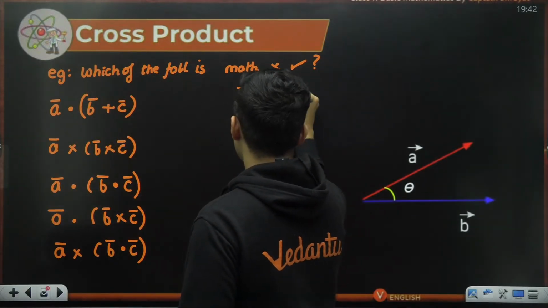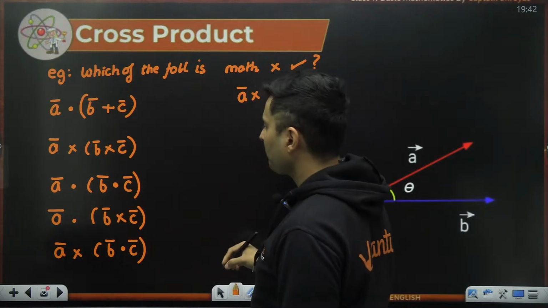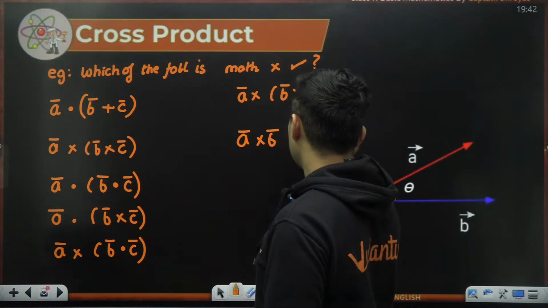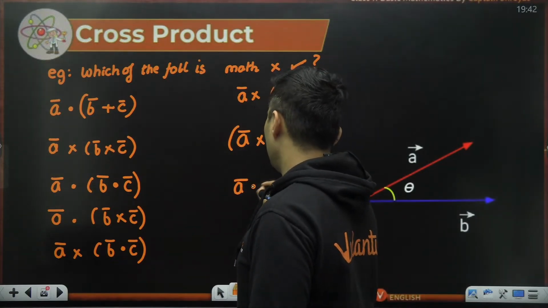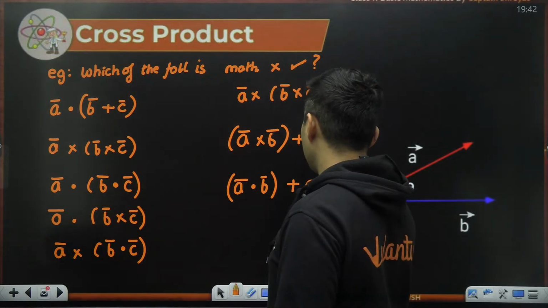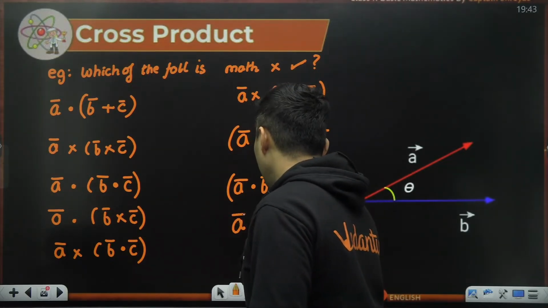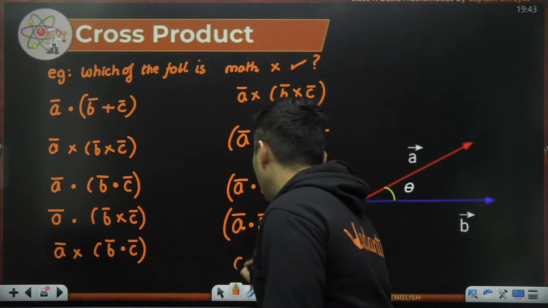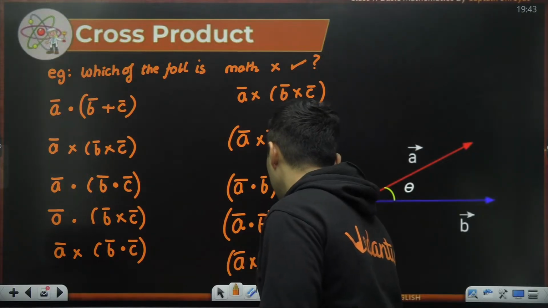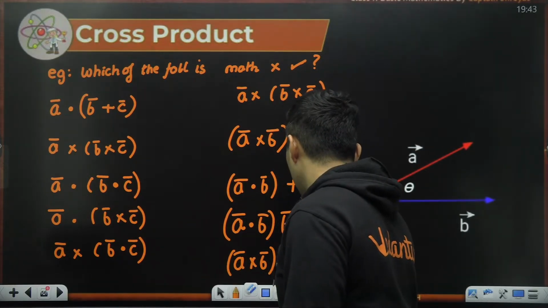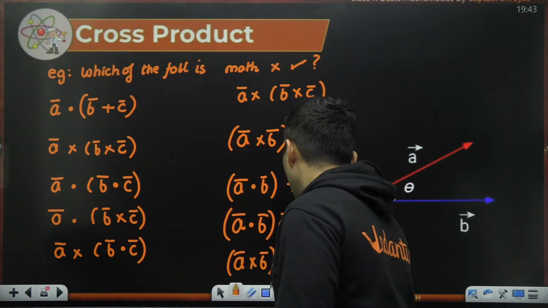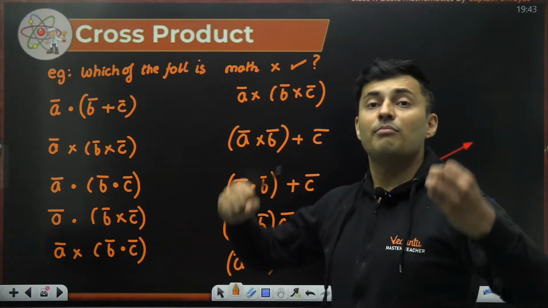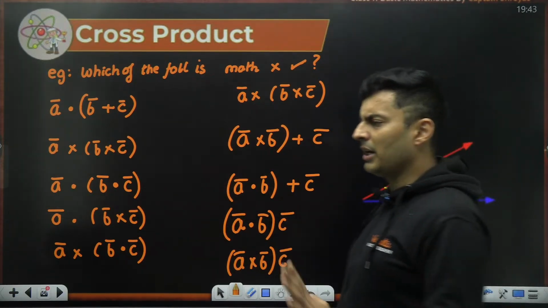A cross B cross C. A cross B plus C. A dot B plus C. A dot B, B bar. A cross B. This is C bar, and there is C bar here without any multiplication symbol. So many expressions are given which are mathematically wrong to write down or which are mathematically fine to write down.